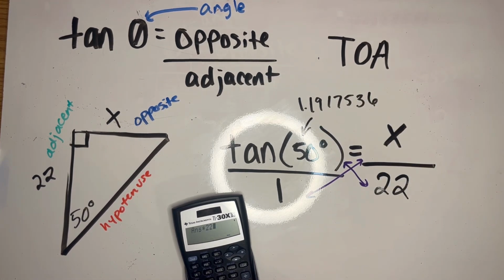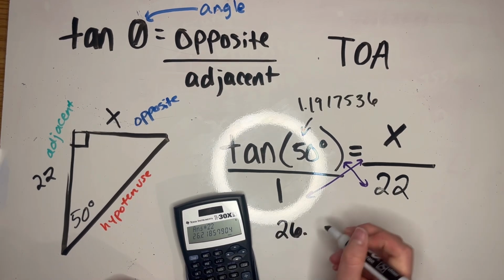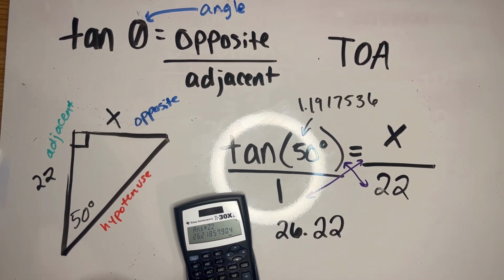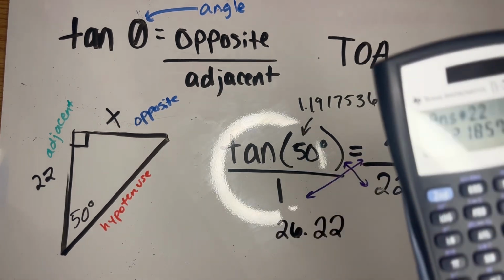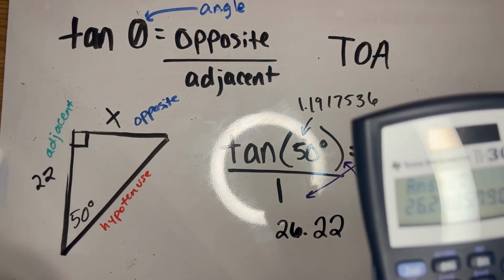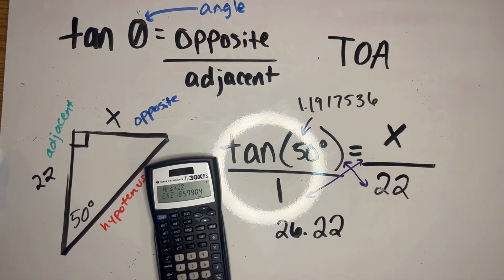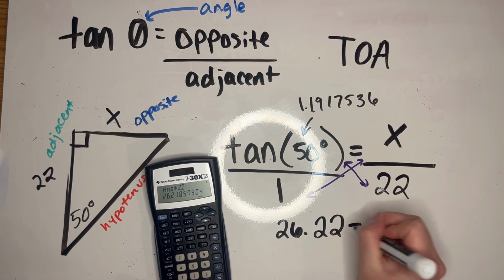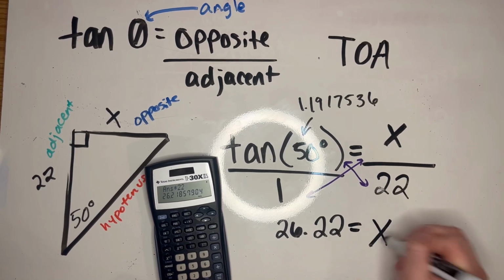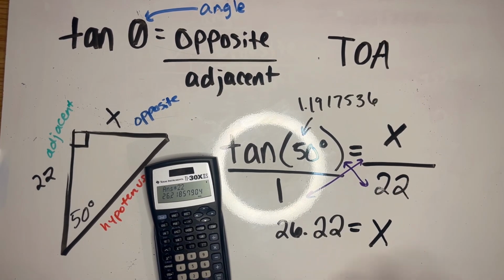We'll multiply that by 22, and we'll get 26.22. Now, this is what it looks like. This is the actual value, but I'm rounding it, again, like I said, to the nearest hundredths place. So since we have an 8 in the thousandths place, I'm rounding the 2 up. Equals 1 times x, which is just x. And we don't have to do any more work.